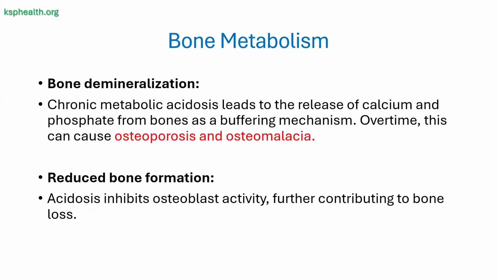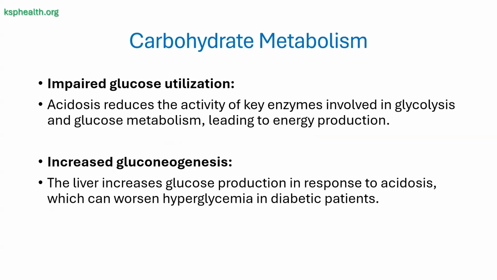Bone metabolism, as we discussed before: chronic metabolic acidosis leads to release of calcium phosphate from the bones as a buffering mechanism. Over time, it can cause osteoporosis and osteomalacia, especially in renal tubular acidosis, presenting as rickets or fractures, more common because of this particular mechanism. Reduced bone formation also occurs, as it inhibits osteoblast activity, further contributing to bone loss.